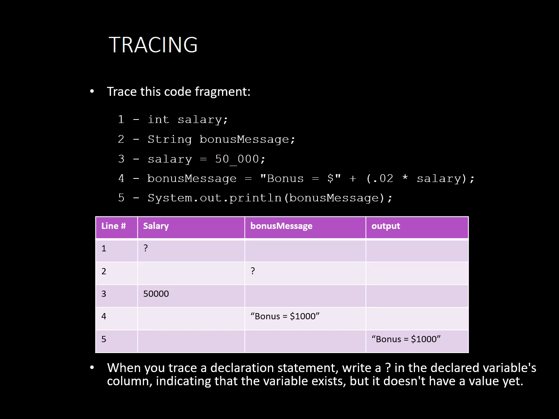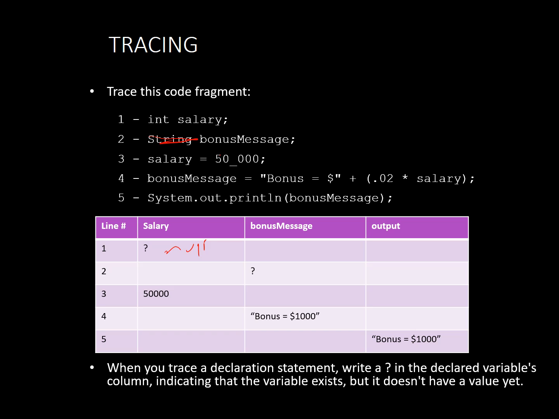So you can see here, line 1, we declared the salary variable, but we don't have any value in it, so we have a question mark because there could be garbage values where that salary is declared. But for now, it's really equal to null. It's not equal to anything. You can see same thing with bonus message here. We don't really know what's in it because all we've done is declared it.